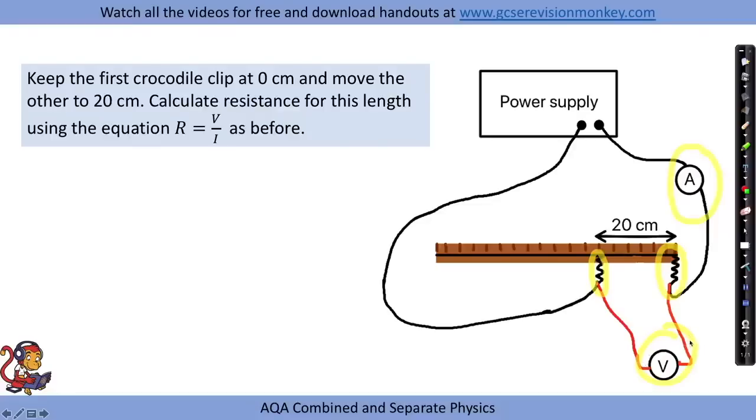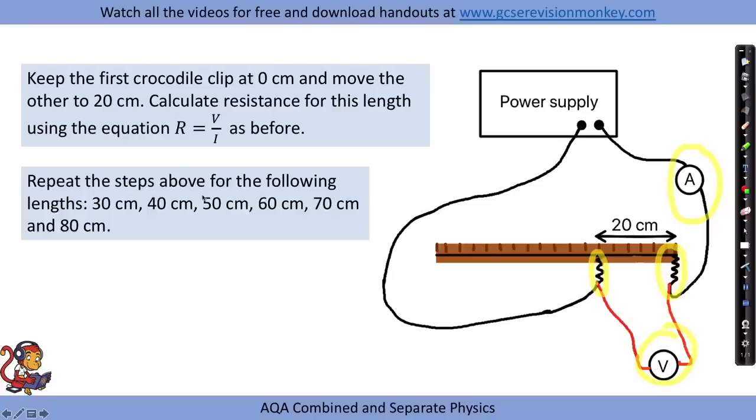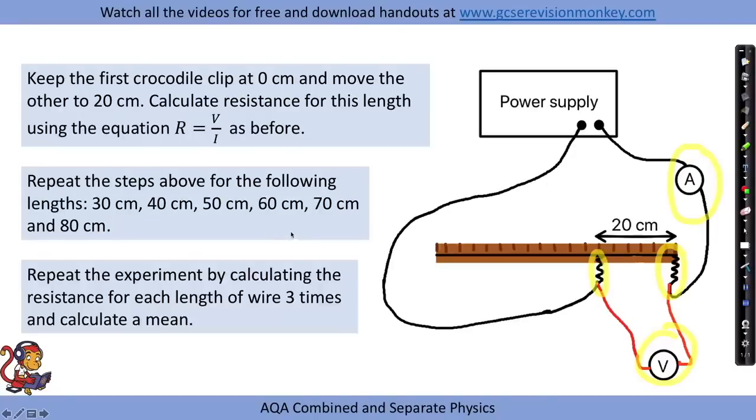Now you need to suggest the range of lengths that you are going to use in the experiment, and you need to list them out. For example, repeating the steps above for the following lengths: 30 centimeters, 40 centimeters, 50 centimeters, 60 centimeters, 70 centimeters and 80 centimeters. And then what's really good to do is end by saying that you're going to repeat the experiment by calculating the resistance for each length of wire 3 times and calculate a mean.